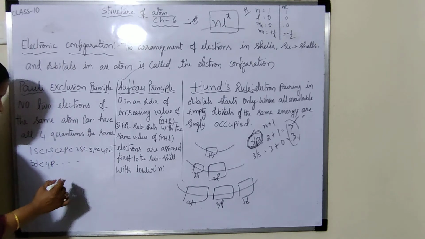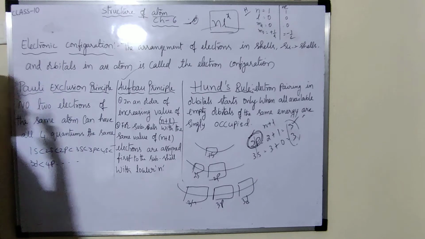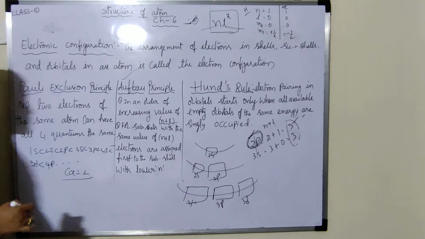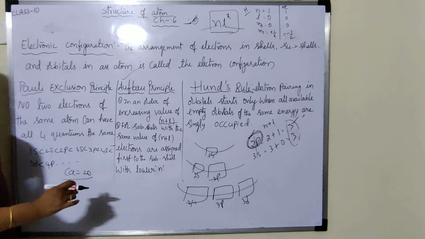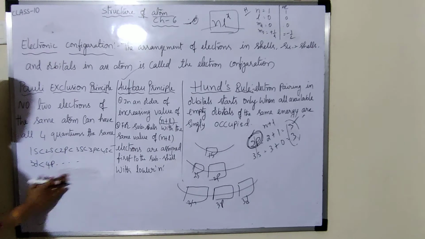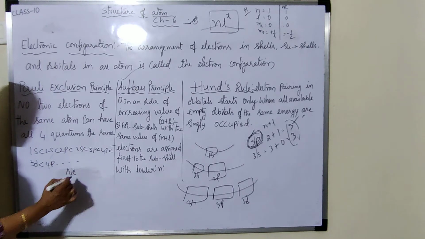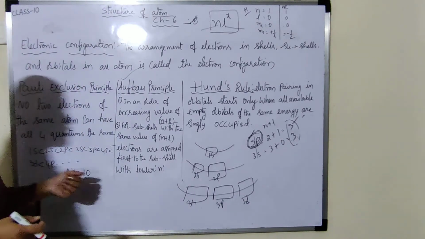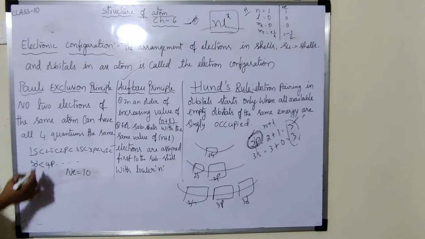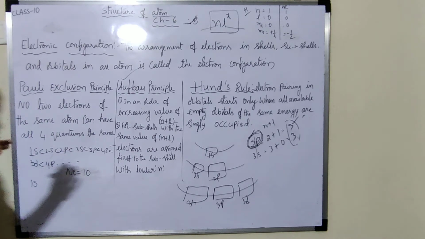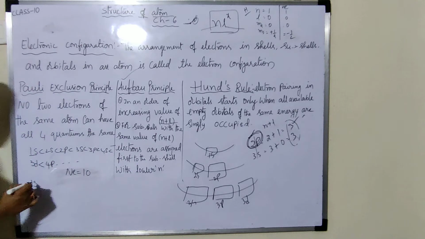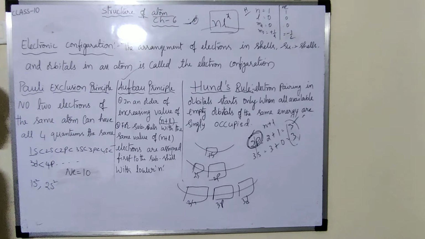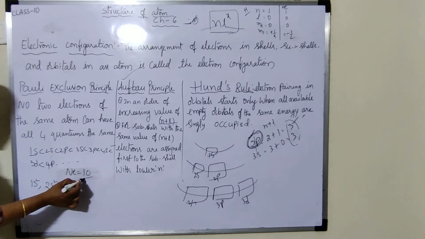For example, I'll take some atom. Calcium is 20. Or otherwise, a simple one, I will take neon. Neon has 10 electrons. So how to write the electron configuration of neon? First 1s. In each orbital you can fill 2 electrons, so s means you can fill 2 electrons. Then after that 2s, so s means 2 electrons. So out of 10, 4 are over.